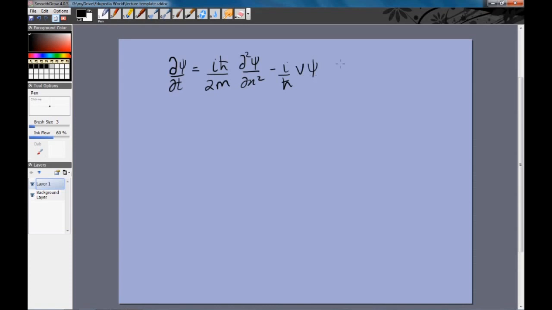Now another important thing which I may have forgotten to mention, h is not the Planck's constant, it is the Planck's constant divided by 2 pi, and it is often called the reduced Planck's constant.